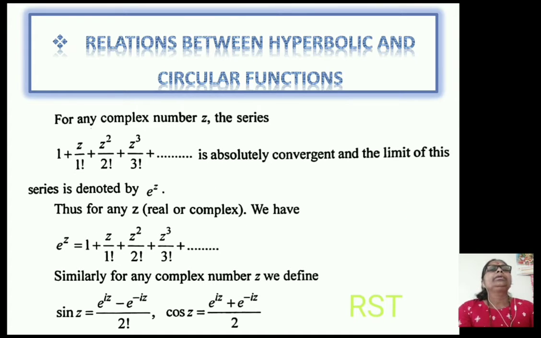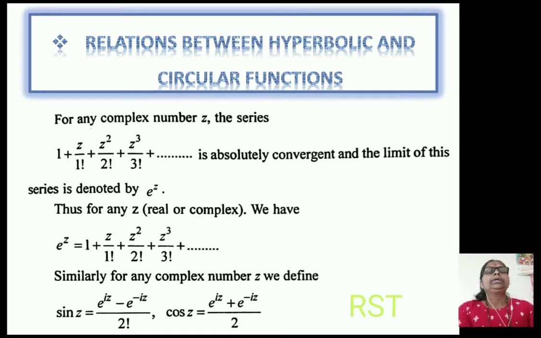Now consider relations between hyperbolic and circular functions. For any complex number z, the series 1 plus z upon 1 factorial plus z square upon 2 factorial plus z cube upon 3 factorial plus dash dash dash is absolutely convergent, and the limit of the series is denoted by e raised to z.